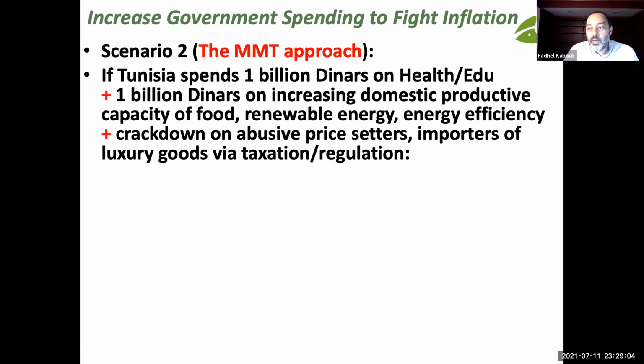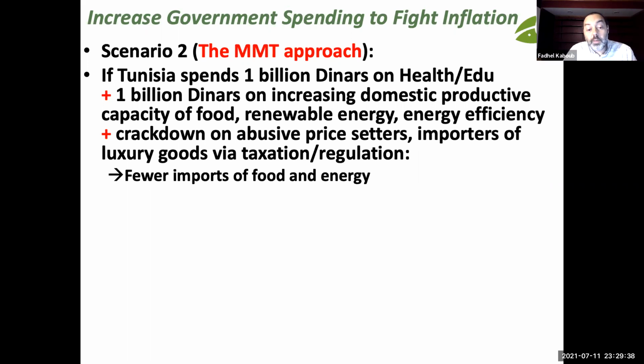Scenario number two, the MMT approach. What if Tunisia spends 1 billion dinars on health and education instead of 2, and then you spend 1 billion on increasing domestic productive capacity of food, renewable energy, energy efficiency. You crack down on abusive price setters, importers of luxury goods, corruption, and you use your power of taxation and regulation to do this. What's going to happen if you apply this strategically?